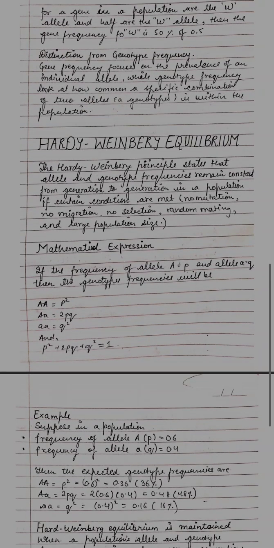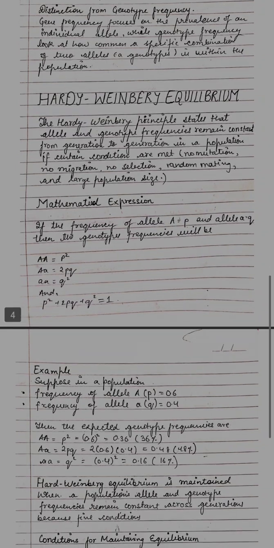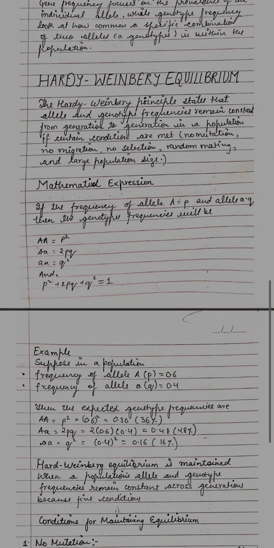Now let us talk about the Hardy-Weinberg principle. The Hardy-Weinberg principle states that allele frequencies and genotype frequencies in a population remain constant from generation to generation in the absence of evolutionary forces. This constant state is called Hardy-Weinberg equilibrium.